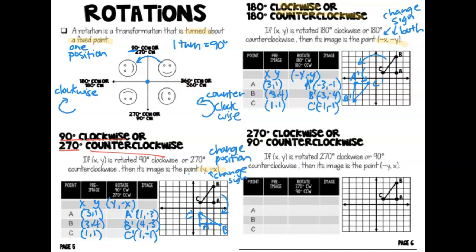All right, and we have one final rotation to do. If (x, y) is rotated 270 degrees clockwise or 90 degrees counterclockwise, so those are paired up, going in opposite directions, then its image is the point (negative y, x), excuse me. So I'm going to change the sign of y here, and we're changing position.